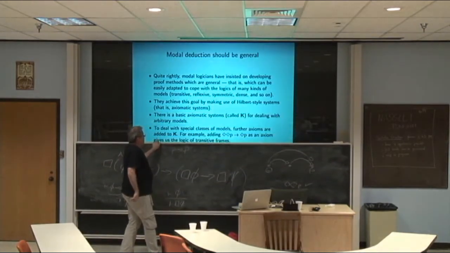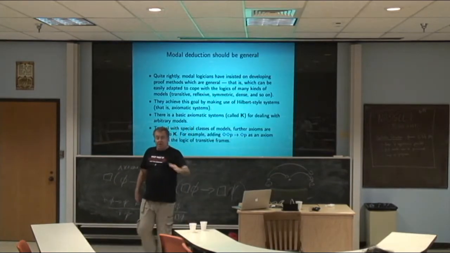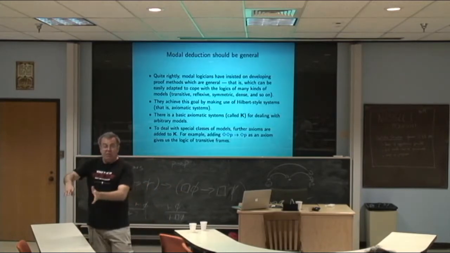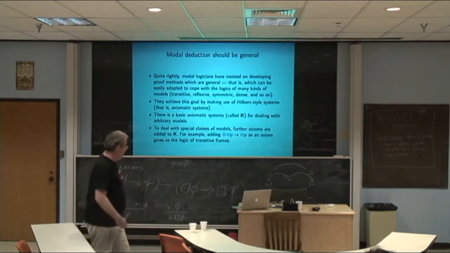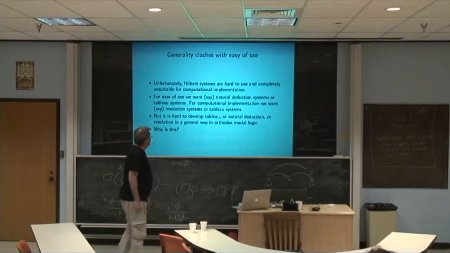And then the basic idea was, the way that K would work is that by adding further axioms, like the transitivity axiom, you get the logic that works for that class of models. Okay? What can you say about this strategy? Well, I said the first part.